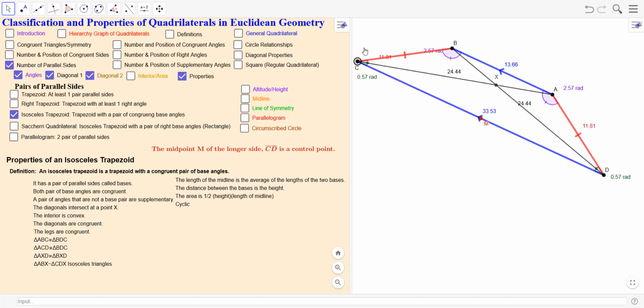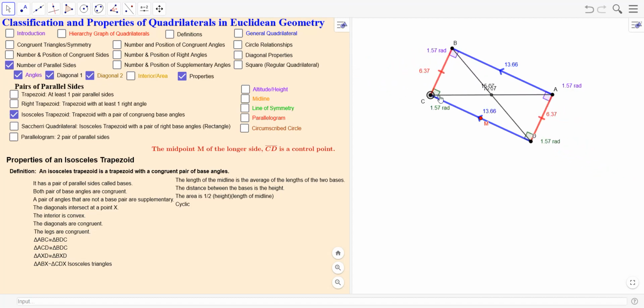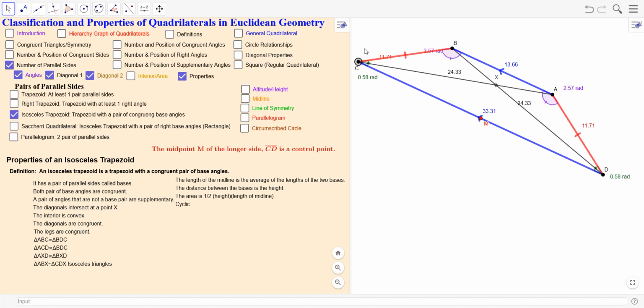I have this one set up in such a way that CD is always the longest side. It may be the same as the other side, in which case it's a rectangle, same length, or it may be longer, like this. We have four little triangles here. The two that contain the legs are congruent. So triangle AXD is congruent to triangle BXD. And then these two are not congruent necessarily, but they are similar.